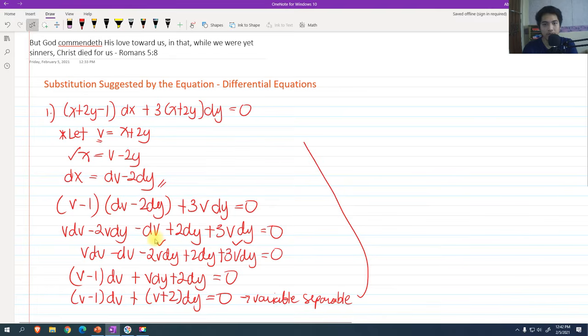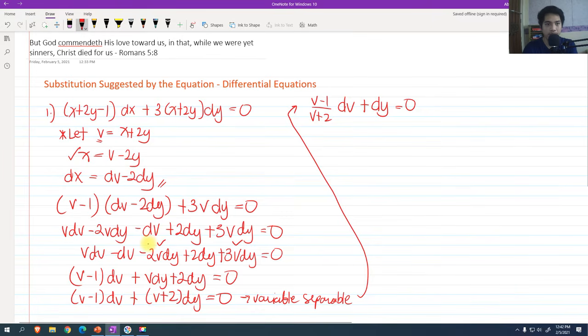So what we are going to do is to separate. We divide both sides by v plus 2. So we have v minus 1 all over v plus 2 dv, plus only dy here. So this is a variable separable equation.